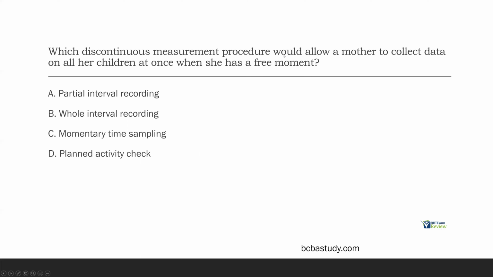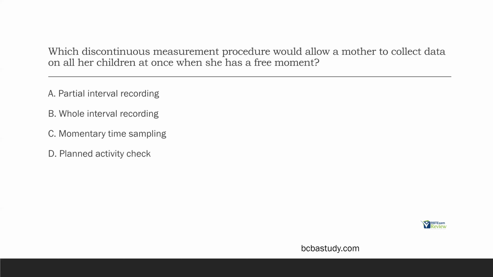Which discontinuous measurement procedure would allow a mother to collect data on all her children at once when she has a free moment? Really think about this question. All right, you should be able to predict this question. So one, we're talking about discontinuous measurements. Think about discontinuous measurement: partial interval, whole interval, momentary, and planned activity check.